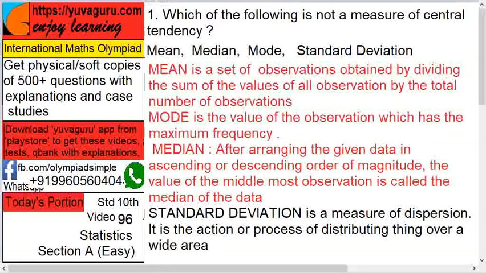Let's start. Which of the following is not a measure of central tendency? Mean, median, mode and standard deviation. It means which does not prove a central tendency. Now what is central tendency?